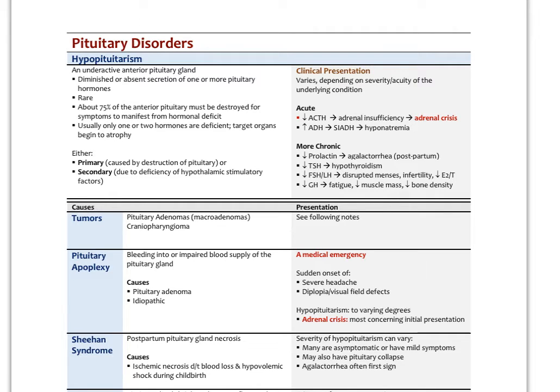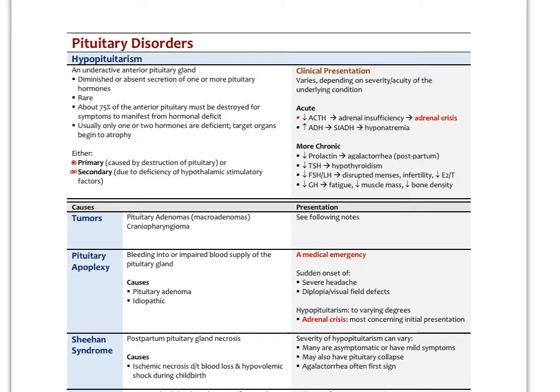Again, more rare. You have to have a destruction of about 75% of the anterior pituitary to actually manifest symptoms of a hormone deficit. Usually we only have one or two hormones that are deficient, and then their target organs will begin to atrophy. But you can have what's called pan-hypopituitarism, where the entire gland stops secreting. Primary hypopituitarism would be caused by destruction of the pituitary, and secondary would be due to deficiency of the hypothalamic stimulating tropic hormones. That would be more of a hypothalamic problem, a lot less common than the primary. And in general, these are very rare.